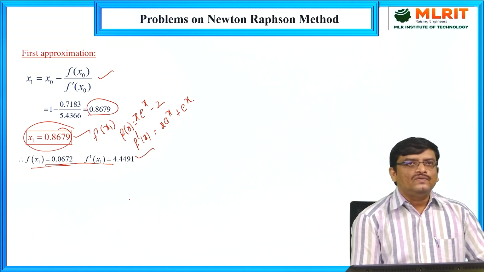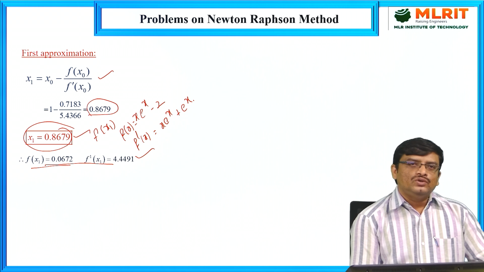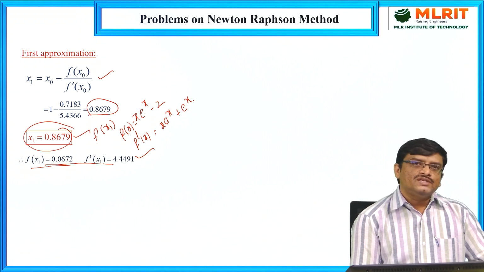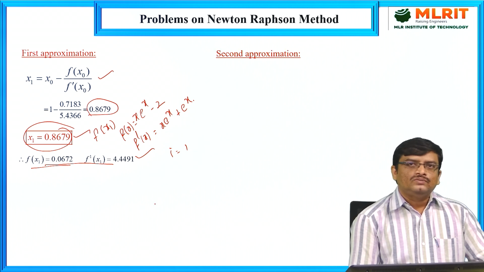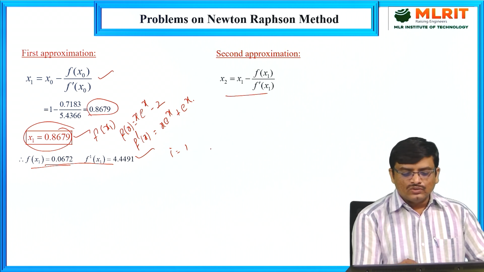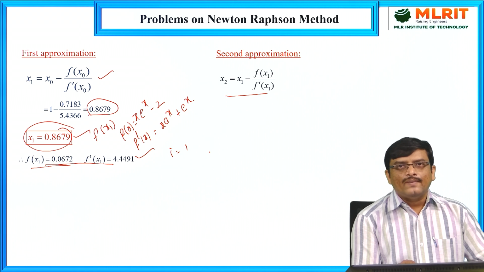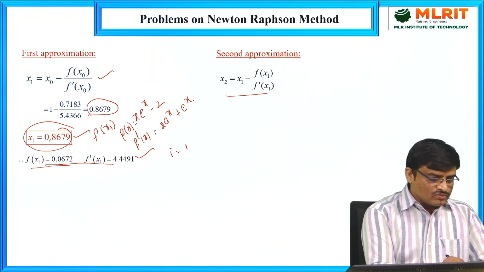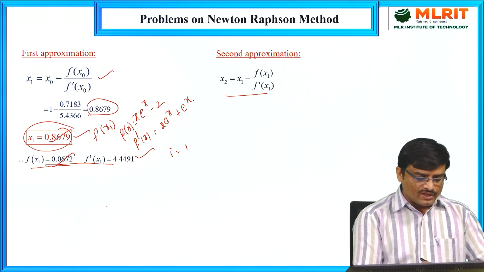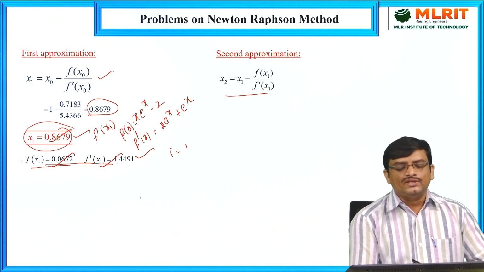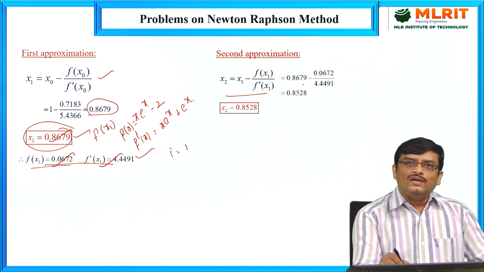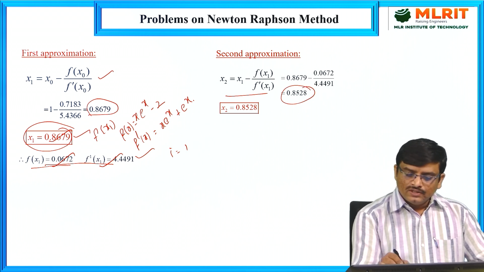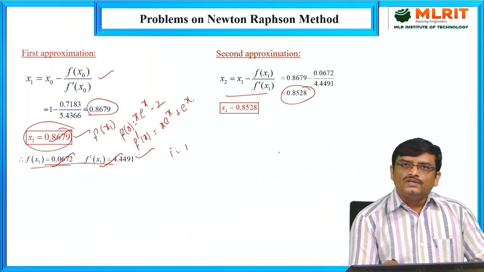Now we are ready to go for the second approximation. So if you want to get the second approximation, in the general equation you take i is equal to 1. So you will get x2 is equal to x1 minus f of x1 by f dash of x1. Now substitute x1 is equal to this value, f of x1 is equal to this, and f dash of x1 is equal to this in this formula. So by replacing these values, if we simplify this, we will get 0.8528. So you consider this one as the x2 value here.